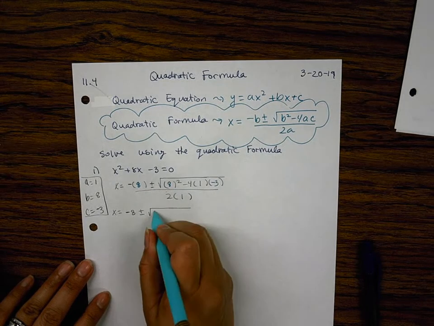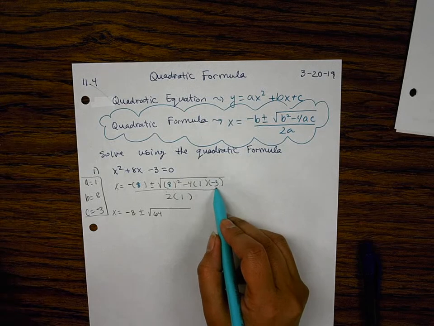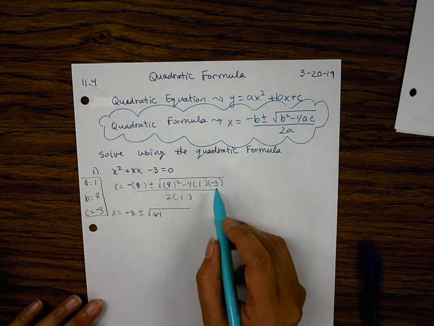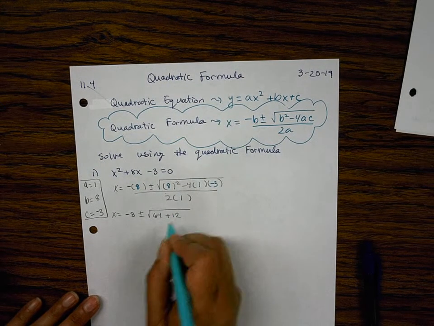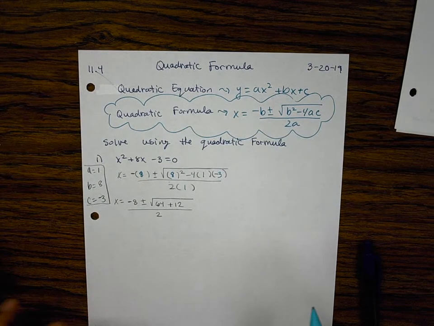Okay, x equals negative 8 plus or minus the square root of 8 squared is 64. Negative 4 times 1 times negative 3 is positive 12.